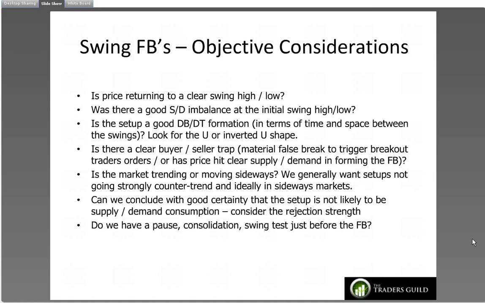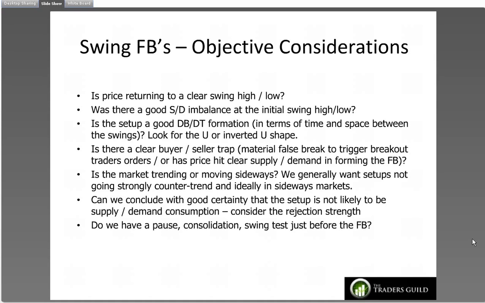Similar sort of thing for swings. You want a very clear swing high, swing low. Was there good supply demand imbalance at the initial swing high low, i.e. did it leave with good momentum? Does it have that good visual double bottom, double top look to it, either the U or the inverted U or V, inverted V? You want clear space between the swings. I don't want price going back in a couple of bars. Why? Because there's no chance for orders to get built up. You want a chance for orders to get built up at that swing.